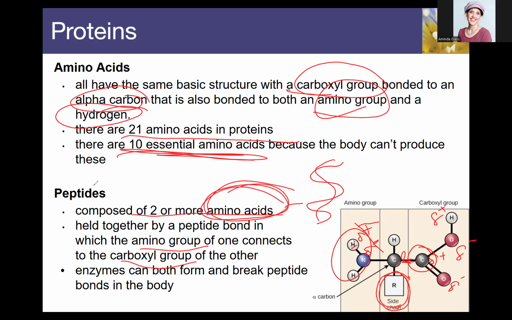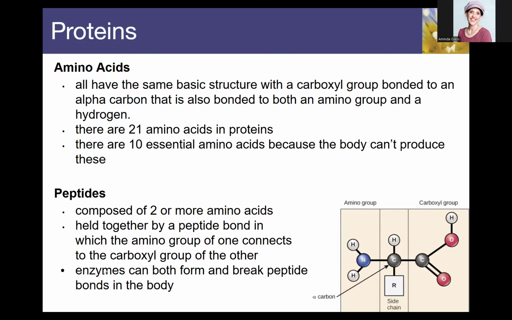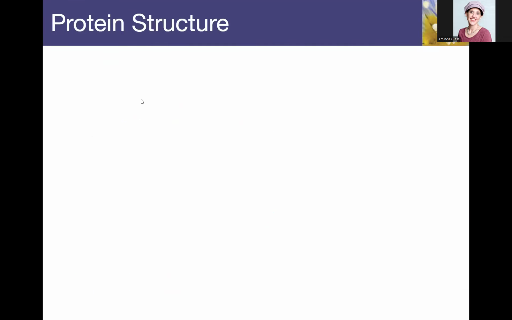That doesn't look very much like a double helix, but you got the gist. Now, enzymes are our body's form of catalysts, and they can both form and break peptide bonds in the body. So enzymes are very helpful and are a big deal in our bodies when it comes time to look at DNA. Okay, let's look at protein structure.